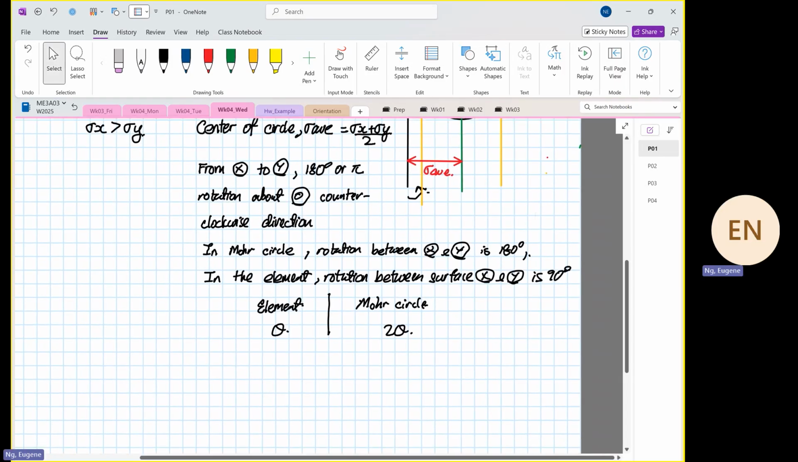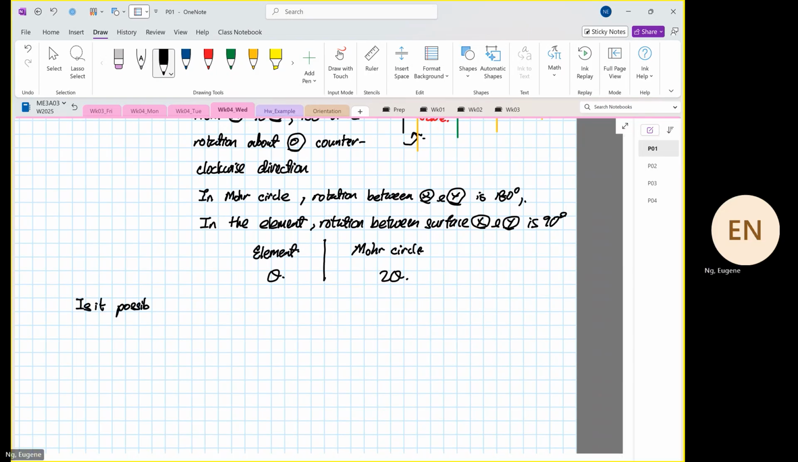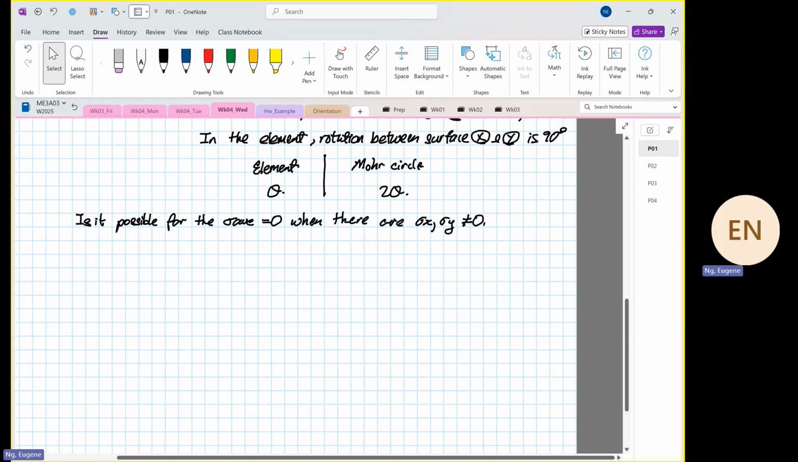Now, the next question we come about is, is it possible for the average stress to be equal to 0 when there are stresses acting, or when stress X and stress Y are not equal to 0? Is it possible? And the answer is yes, okay?